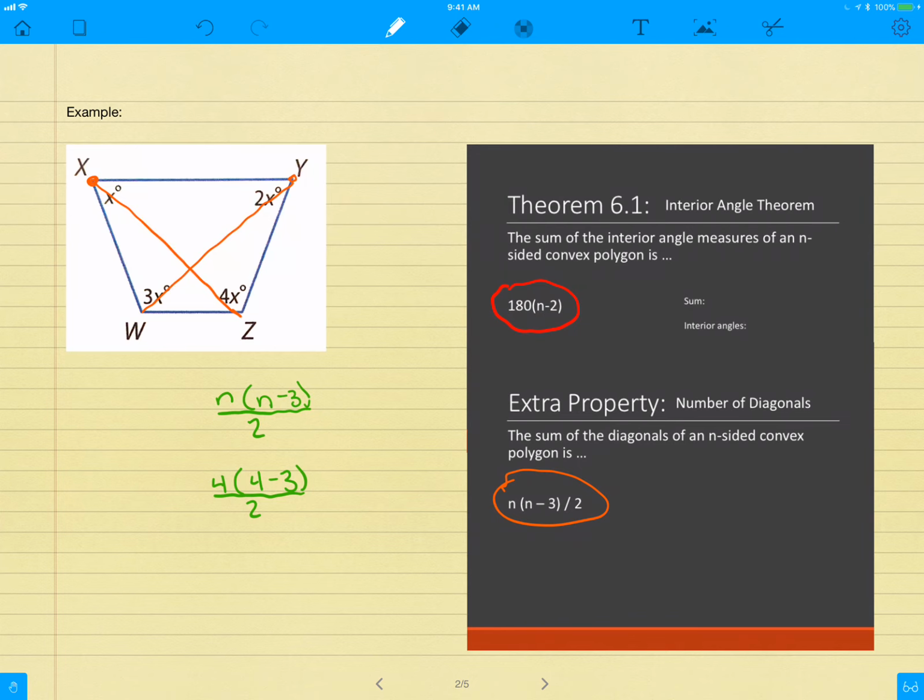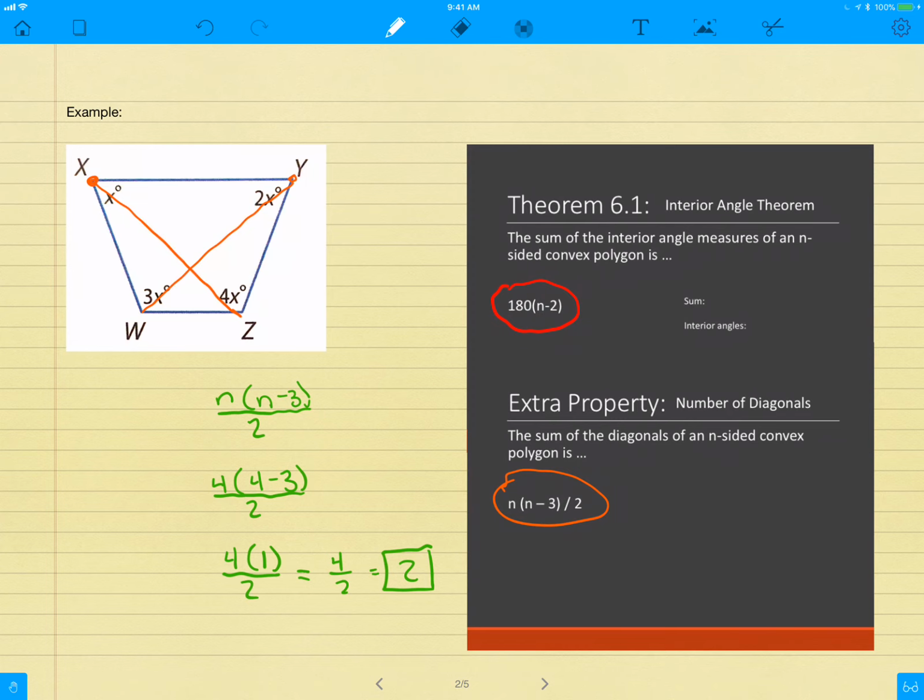So we have 4 minus 3, which is 1. And we're going to take that times 4 and divide by 2. So 4 times 1 is 4. We divide by 2. And yes, this formula does show that there is 2 unique diagonals without repeating them, which is what my picture shows.